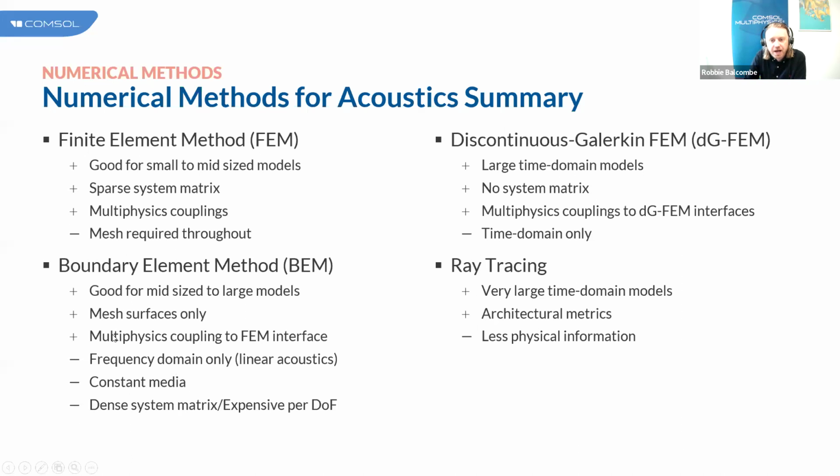Some of the drawbacks here are that it's only available in the frequency domain. We cannot consider a graded media. So this means that the speed of sound throughout our modeling domain has to be constant. We can't have a variation in the speed of sound, which would tend to create a kind of curvature or refraction in our propagation. Because the system matrix that is generated by the boundary element method is dense rather than sparse, it's actually expensive per degree of freedom. So we can't directly compare the cost of computing with the finite element method and the boundary element method based on the number of degrees of freedom, because the boundary element method is more expensive per degree of freedom.